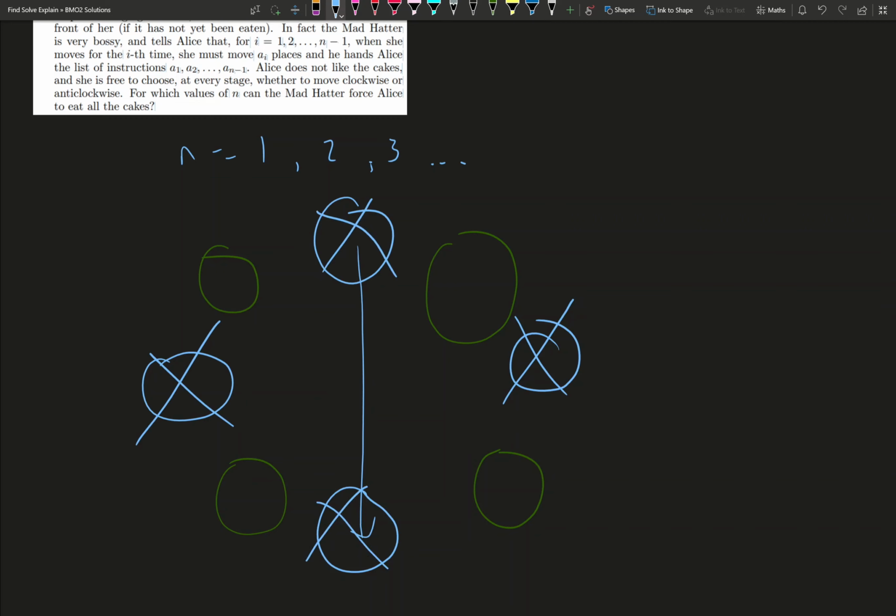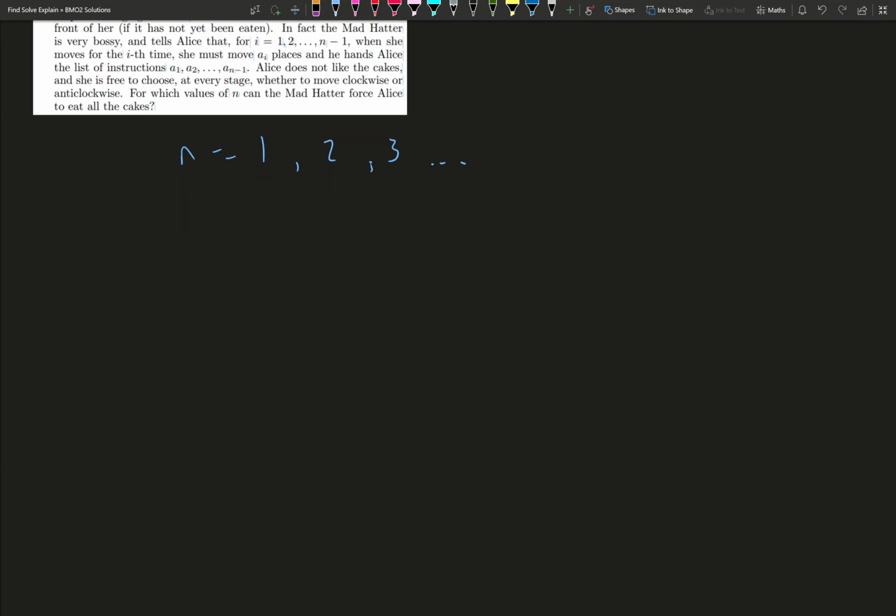Then you can force her onto one of the green ones just by saying 1, and if she chooses this one, for example, she eats that, and then she goes to the opposite one and then does the same 4 pattern. I will then prove that this works for any multiple of 2. So let's start with the solution to 2.